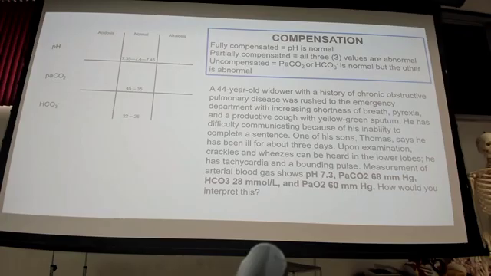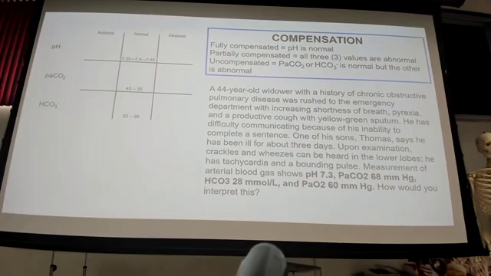Yes. A 44-year-old widower with a history of chronic obstructive pulmonary disease was rushed to the emergency department with increasing shortness of breath, pyrexia, and a productive cough with yellow-green sputum. He has difficulty communicating because of his inability to complete a sentence. One of his sons, Thomas, says he has been ill for about 3 days. On examination, crackles and wheezes can be heard in the lower lobes. He has tachycardia and a bounding pulse. Measurement of his arterial blood gas shows pH of 7.3, PaCO2 of 68 millimeters of mercury, HCO3 of 28 millimoles per liter, and PaO2 of 60 millimeters of mercury. How would you interpret this?